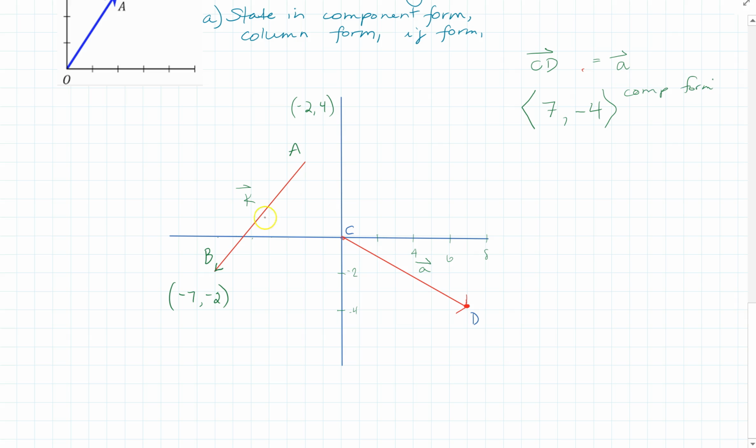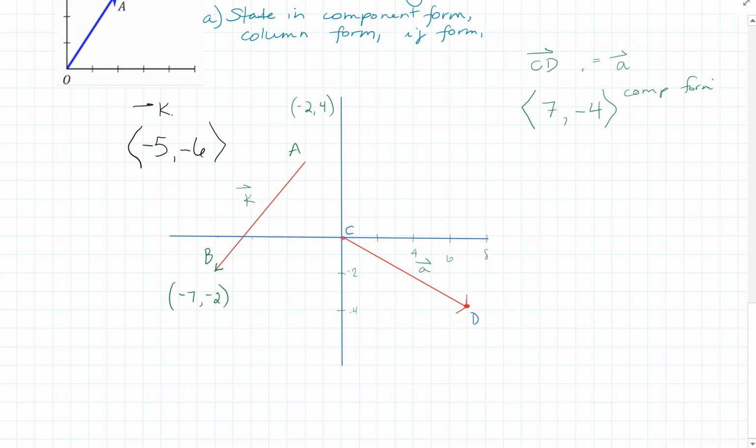Now notice this one does not begin at the origin. When they begin at the origin, they're said to be in standard form. This one begins here and goes there. So if I'm writing this one in component form, let's look. Horizontally, it goes from -2 to -7. That's a loss of 5. Yes? Vertically, it goes from 4 down to -2. So since it goes down, it's -6. So here's a component form of K.